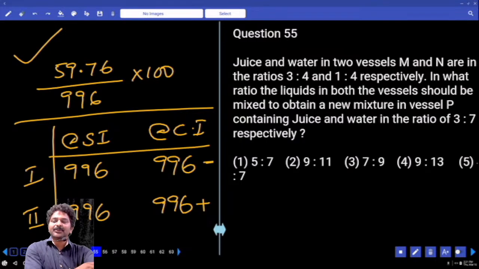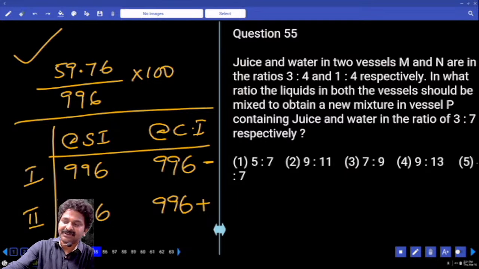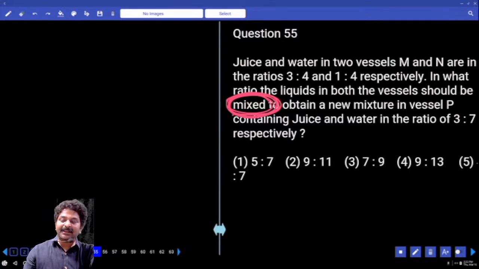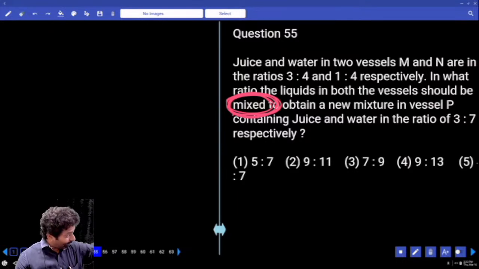Juice and water in 2 vessels M and N are in the ratio 3:4 and then 1:4 respectively. In what ratio should the liquids in both vessels be mixed to obtain a new mixture in vessel P containing juice and water in the ratio 3:7 respectively? So what concept are we supposed to use?